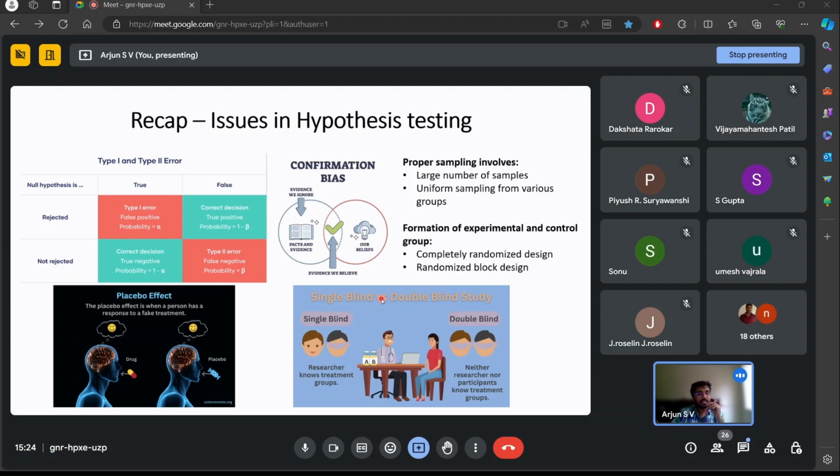A single blind study is where the researcher doesn't know the treatment groups. For example, I am the main investigator of a drug study, and I should not be involved in any other study.